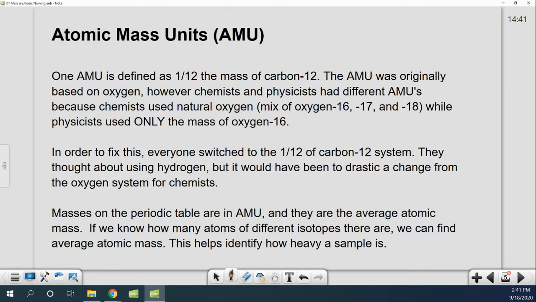Speaking of mass, what do we measure it in? Well, atomic mass units, as you can probably tell by the title of this slide. An atomic mass unit is 1/12 the mass of carbon 12. This is the important part of this slide.